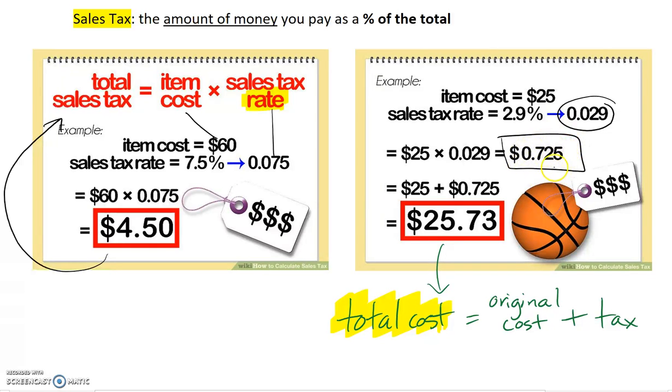We never have $0.725, so we're going to round that up to what? 73 cents. Okay, 0.73. And to find the total cost, we take the original cost of $25 and add to it 73 cents. So we get $25.73. That's all there is to it. All right, good luck.